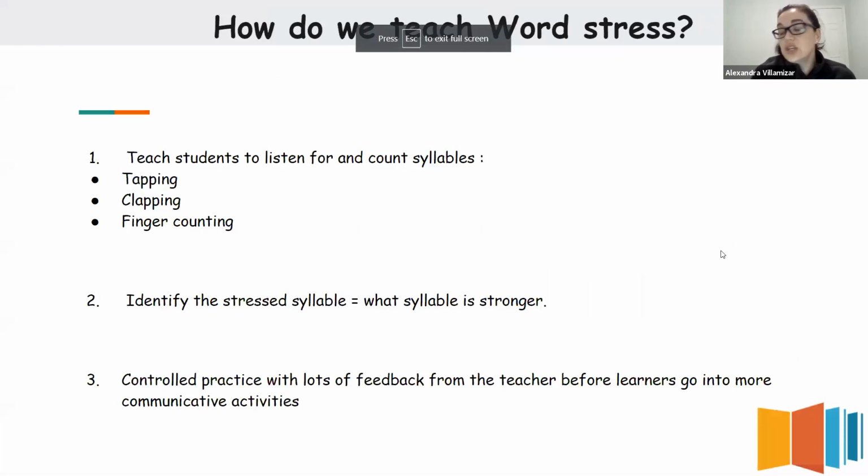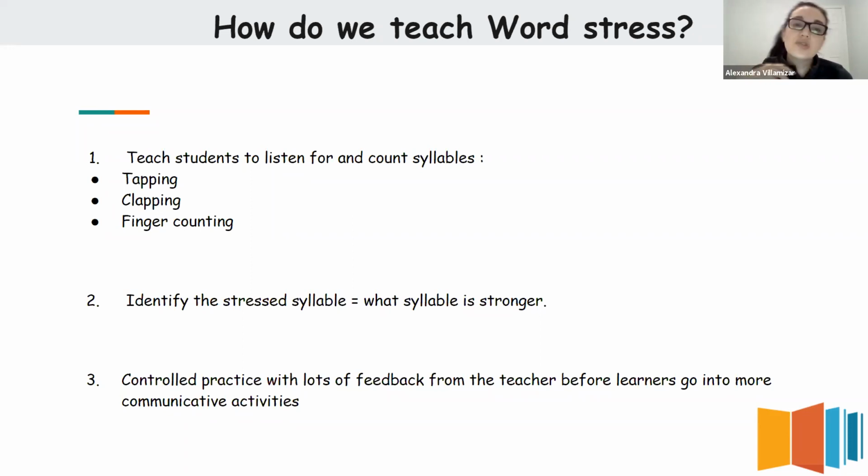So how can you teach word stress to your students? First, it is important to teach our students how to count syllables, because when they know how to count syllables, they know which one is the stressed one. So how do we teach students to count syllables? We can teach them by tapping each syllable, or we can teach them to clap each syllable. Also, we can do finger counting, okay?